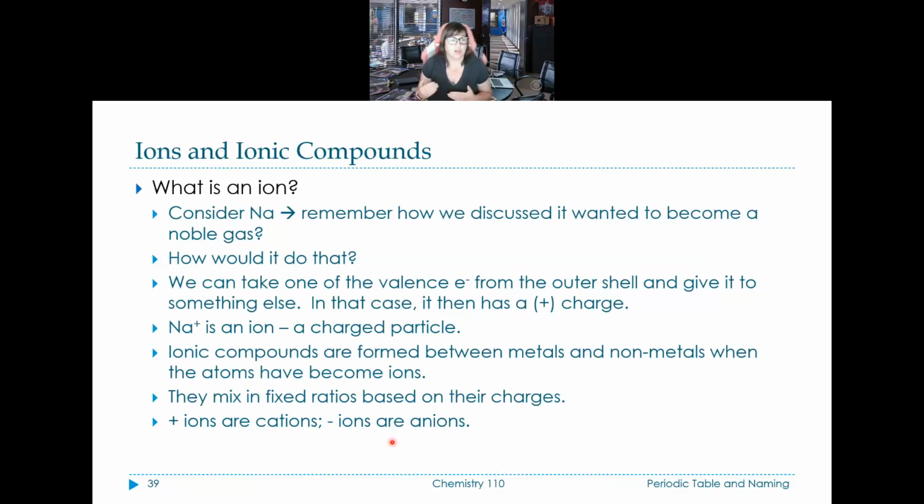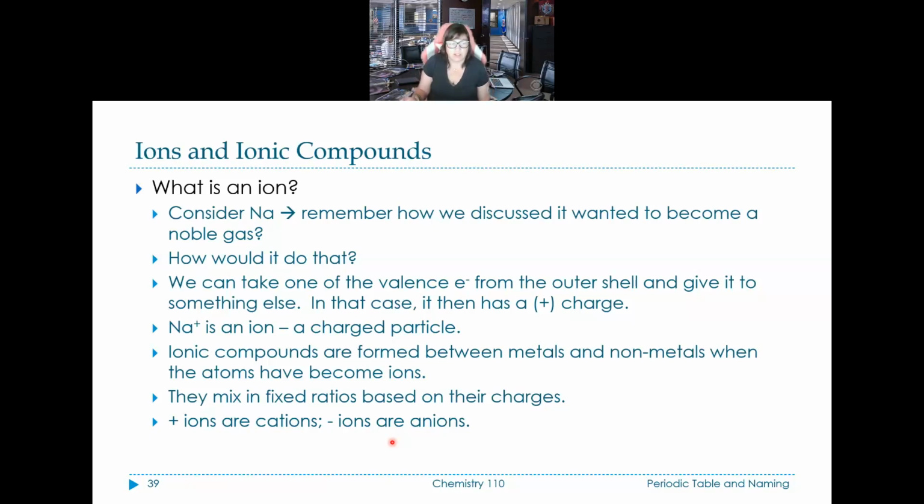So consider Na. Remember how we discussed it wanted to become a noble gas? Everything wants to become a noble gas. So Na, being in that first group, is going to lose electrons to become like the nearest noble gas. So Na, being number 11, is going to lose 1 electron to go back and be like number 10, which is neon, right? So how's it going to do that? We take 1 valence electron from the outer shell and give it to something else, okay? In that case, it then has a positive charge. So we've taken 1 electron away. Na+ is an ion. It is a charged particle.